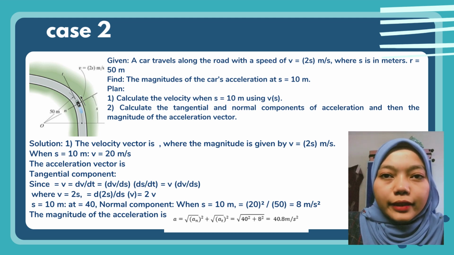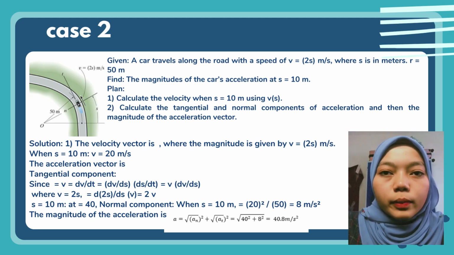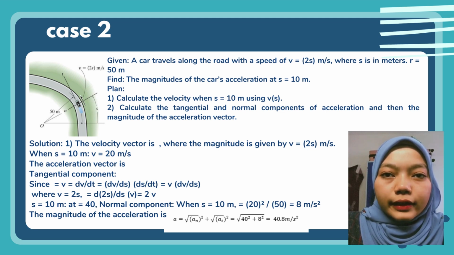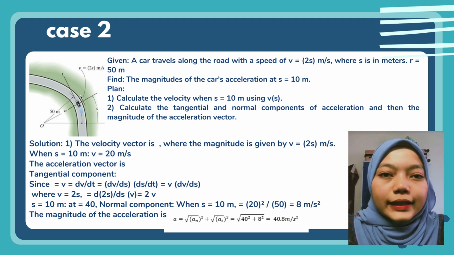At s = 10 meters, at = 40 m/s². Normal component, an = v²/ρ. When s = 10 meters, an = 20²/50 = 8 m/s². So the magnitude of the acceleration is the square root of 40² plus 8², which equals 40.8 m/s².